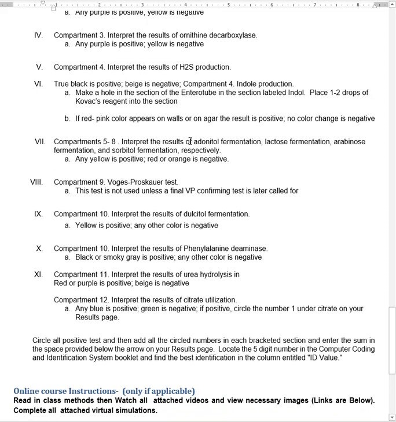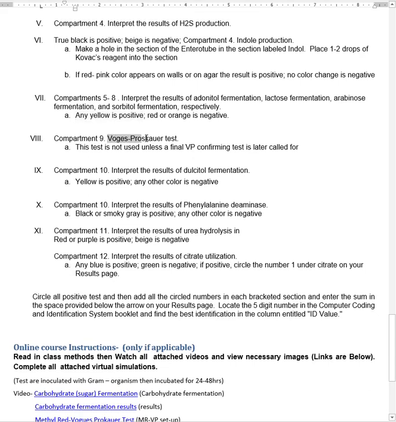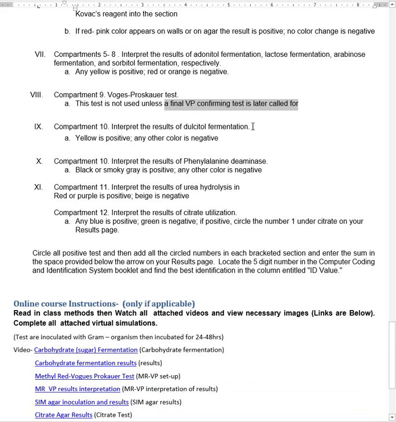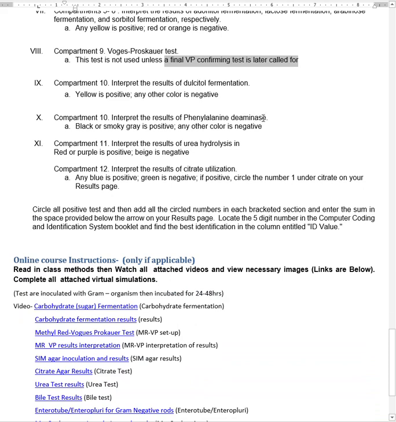Compartments 5 to 8, adonitol fermentation, lactose, arabinose, and sorbitol fermentation. Any yellow is positive, red or orange negative. And we've even got a BP test here, but we don't really use this unless we are calling for a confirmation test. Compartment 10, dulcitol fermentation, yellow positive and green color negative. Phenylalanine deaminase, black or smoky gray positive and yellow color negative.